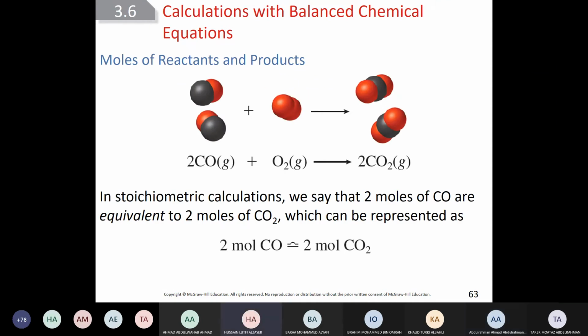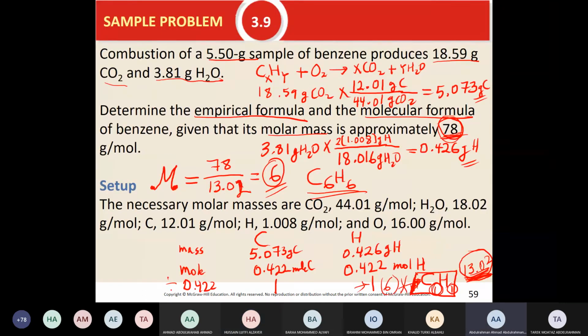Please, how did we get 13.02? What's the mass of carbon in the periodic table? Go to your periodic table. Oh, it's 12.01. How about hydrogen? Yes, thank you. Okay.